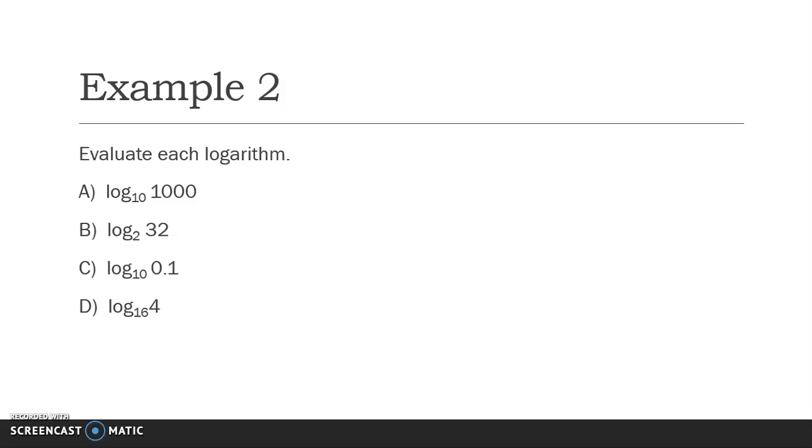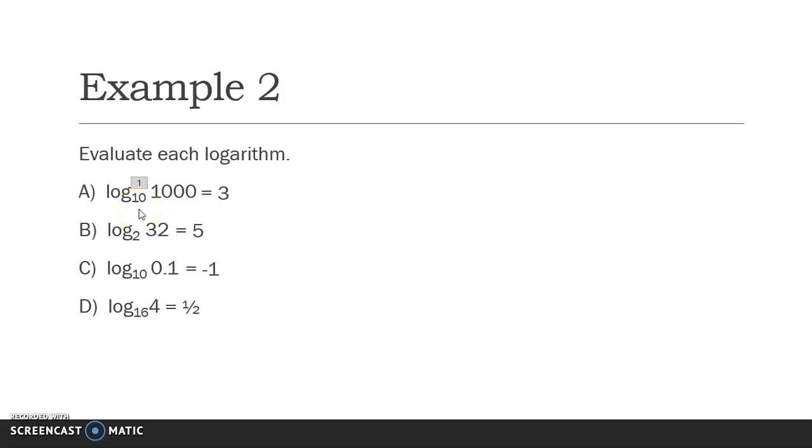They want you to evaluate each logarithm. So you say 10 to what power is 1,000? 2 to what power is 32? 10 to what power is 0.1? And 16 to what power is 4? You can do that using a calculator if you want, or you can just try and figure it out. You might know a few of these, but pause the video, try to do it, and then press play.